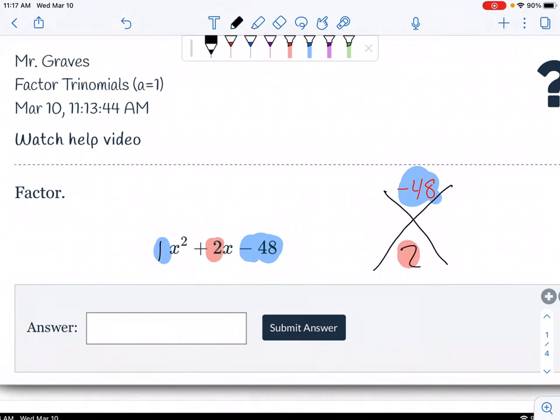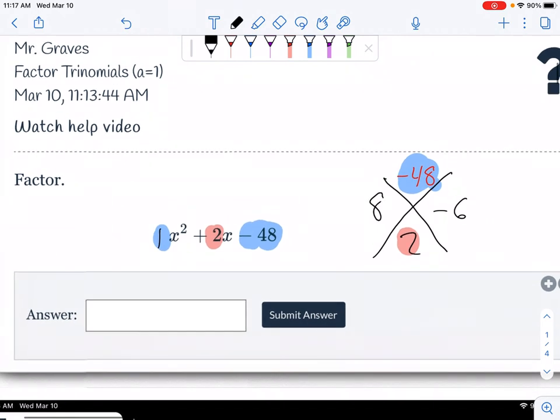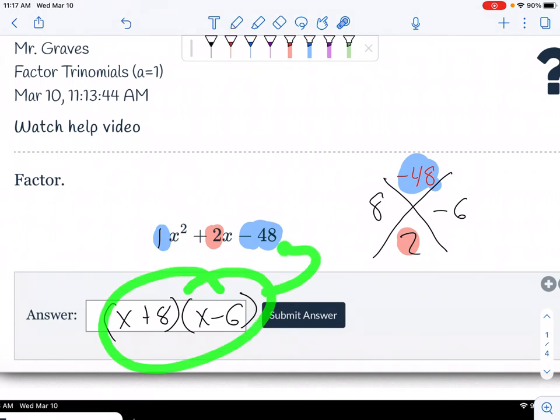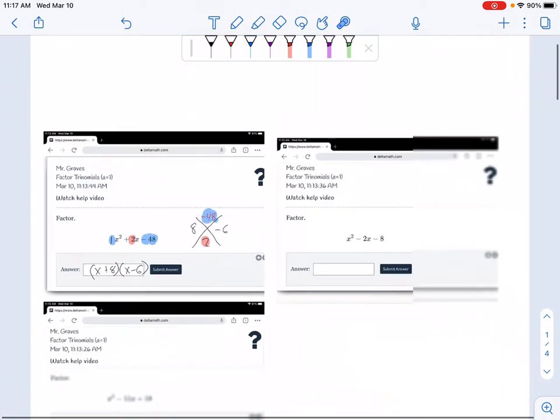And you can use your chart, but negative 48 and positive 2 would be a positive 8 times a negative 6. And then we write our answers, our groups. We're going to say x plus 8 times x minus 6. Those are the 2 groups of numbers that, when multiplied, would create this.